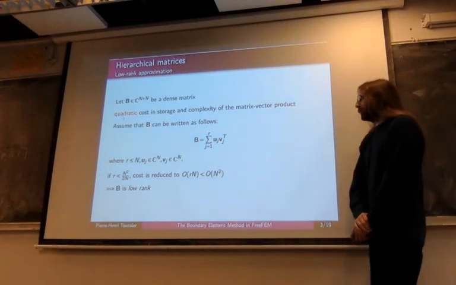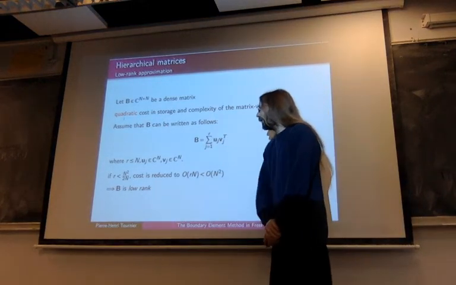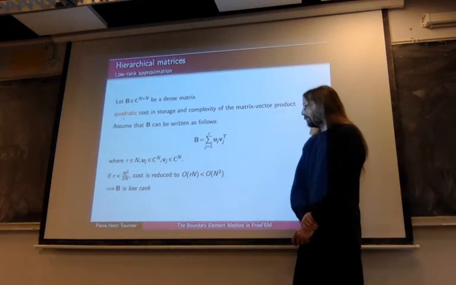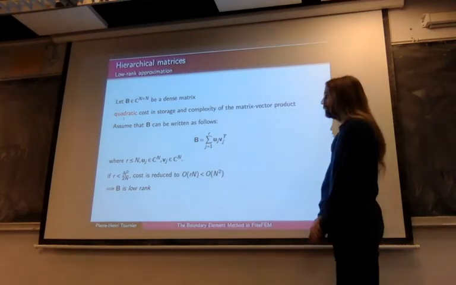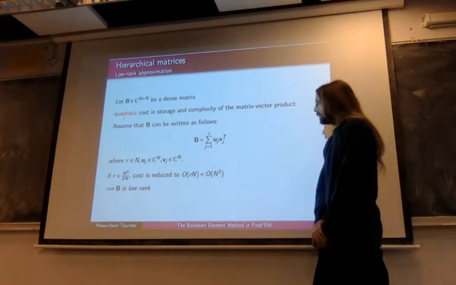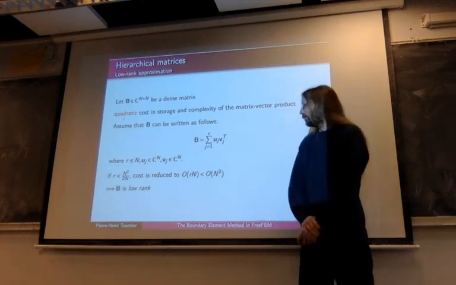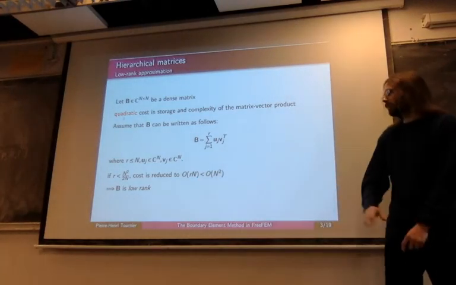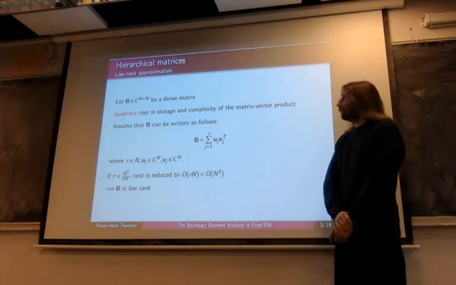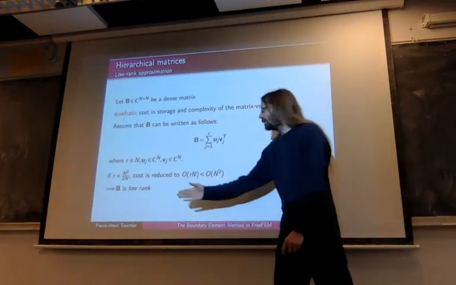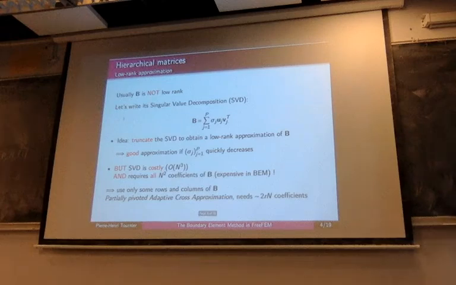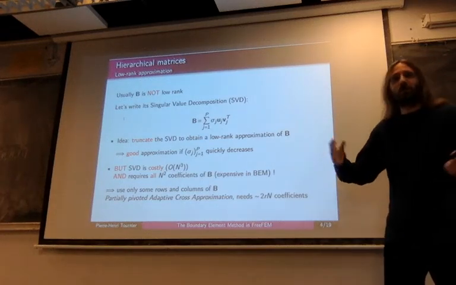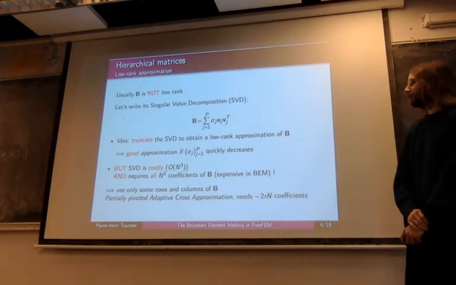And so, depending on R, you will be able to reduce the complexity. If R is less than n squared divided by 2n, your complexity will be on the order of Rn, and it will be smaller than n squared. And if this is the case, we say that B is low rank. But unfortunately, it's not that easy, so usually B is not low rank, so you need to do additional stuff.